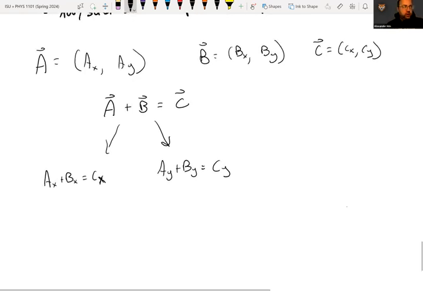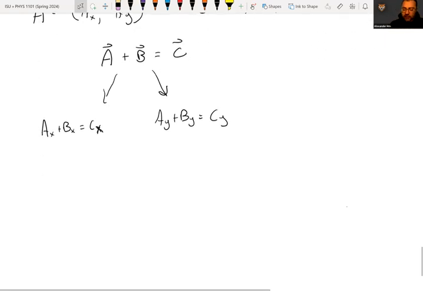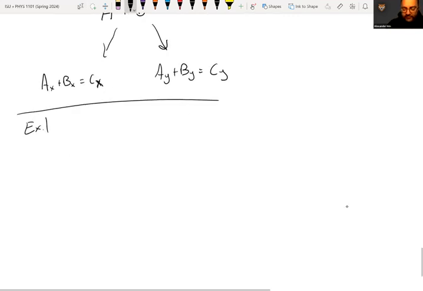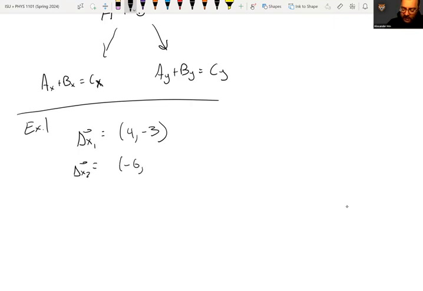So we'll look at this. But let's just go with an example, just so we can go through this. Let's say we have a vector A. Tell you what, let's do a displacement. Let's say this is delta x1, and let's say this is 4, -3. We can say it's in meters. And then we have delta x2, and that is -6 and 10. Okay. And then delta x total is going to be delta x1 plus delta x2.